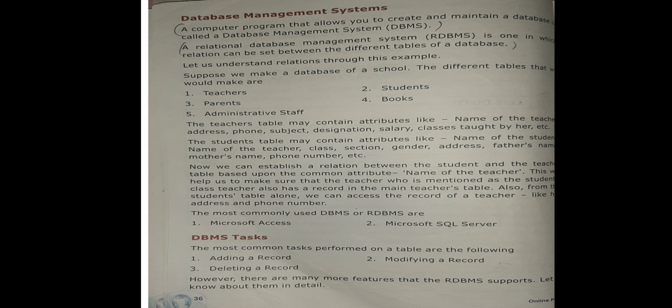So now we can establish a relation between the student and the teacher based upon the common attribute. We will make a relation between the teacher and the students by using these two tables. What is the common content? Name of the teacher. This helps us make sure that for a teacher mentioned in the student table as a class teacher, we can access the record in the main teachers table. Also from the student table alone we can access the record of the teacher, like the address and the phone number. The most commonly used DBMS and RDBMS are Microsoft Access and Microsoft SQL Server.